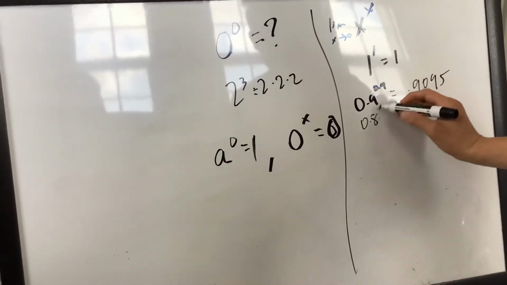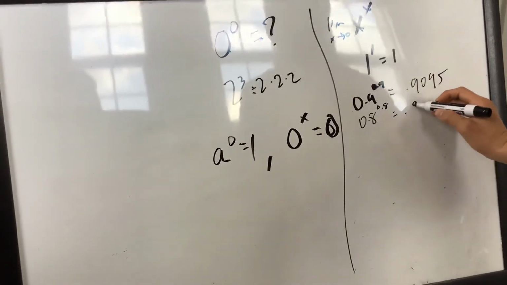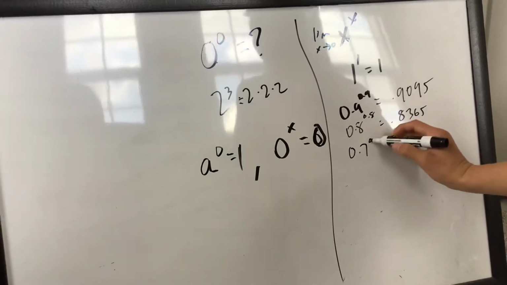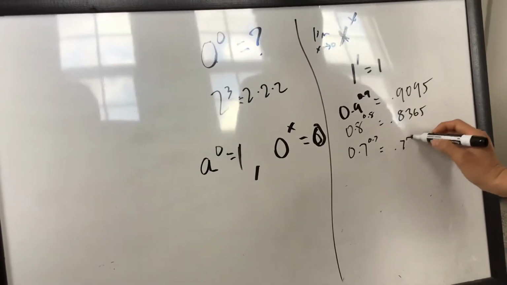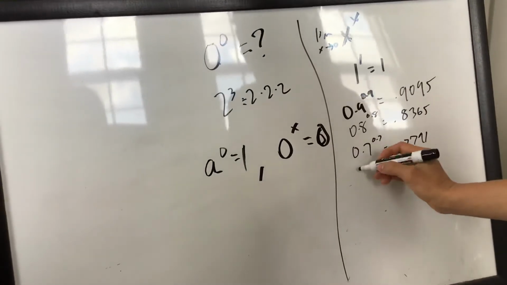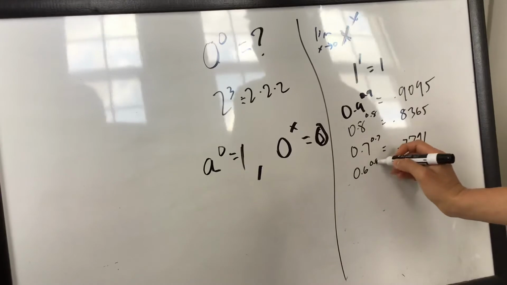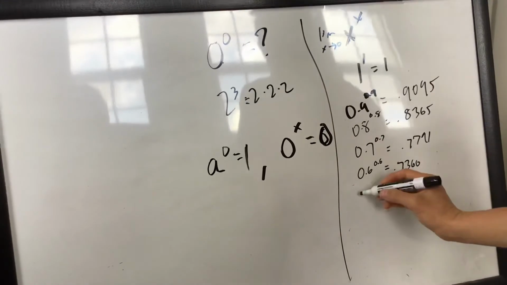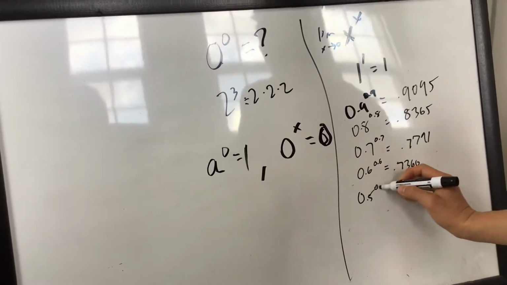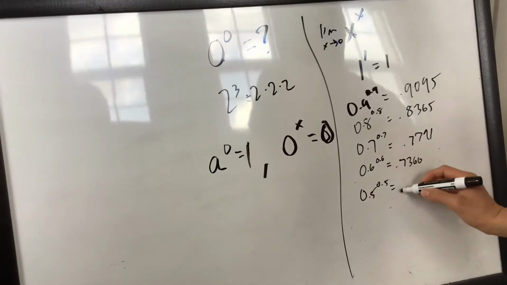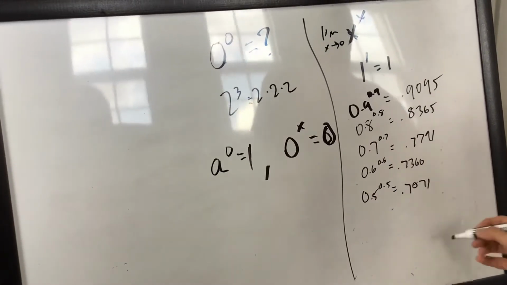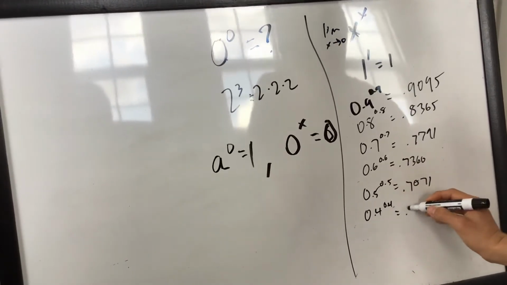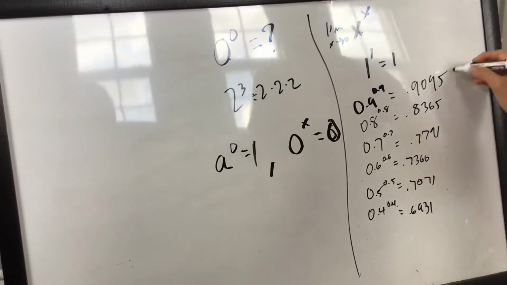So 0.8 to the power of 0.8 is 0.8365. Once again, it seems like we're going down to 0. 0.7 to the power of 0.7 is equal to 0.7791. So we're dropping. 0.6 to the power of 0.6 is equal to 0.7360. So it seems like we're slowly getting down to the number that we want to get. 0.5 to the power of 0.5 is 0.7071. 0.4 to the power of 0.4 is equal to 0.6931. So all of these numbers are descending.